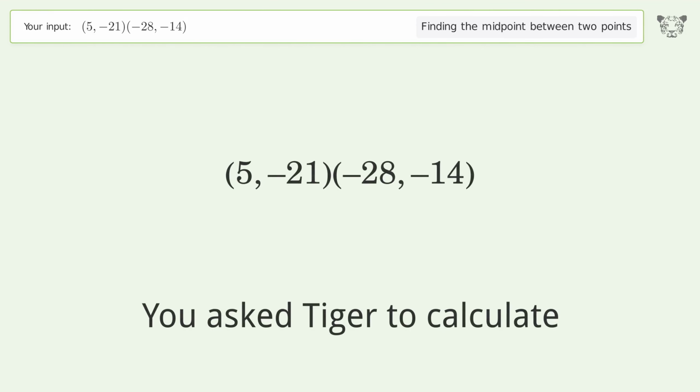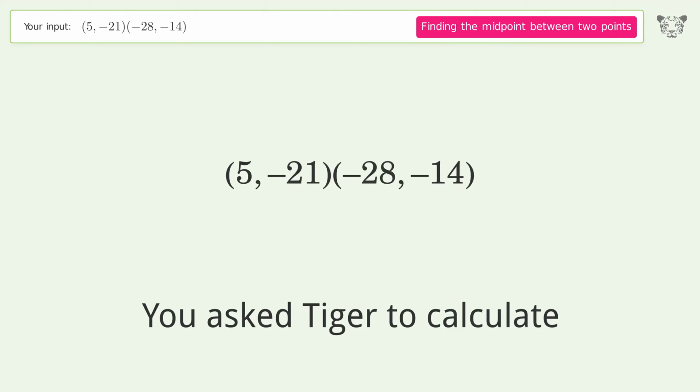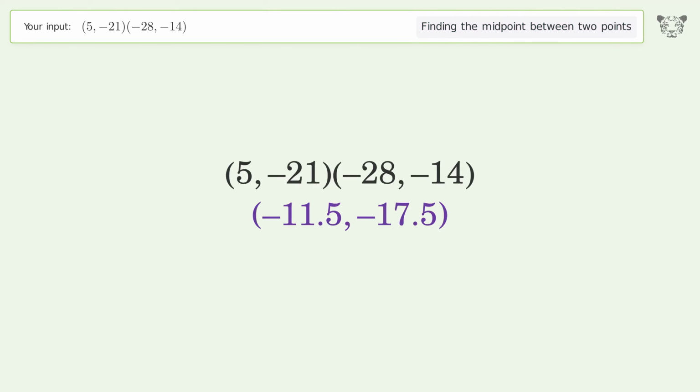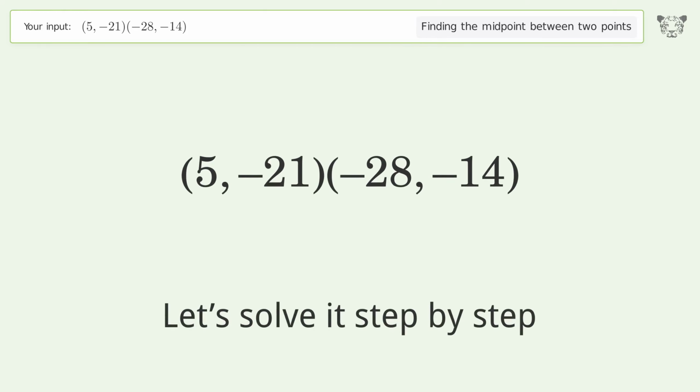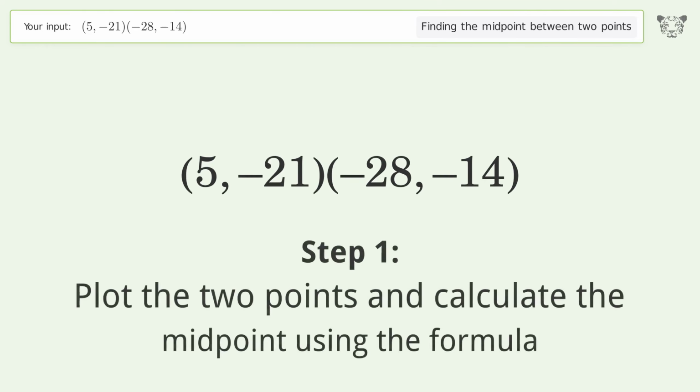You ask Tiger to calculate. This deals with finding the midpoint between 2 points. The midpoint between the 2 points is -11.5, -17.5. Let's solve it step by step. Plot the 2 points and calculate the midpoint using the formula.